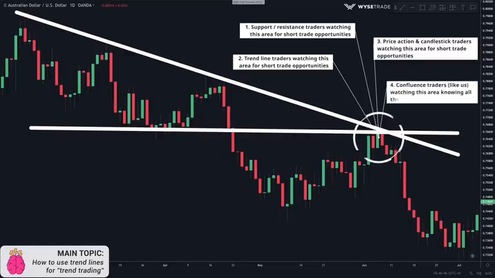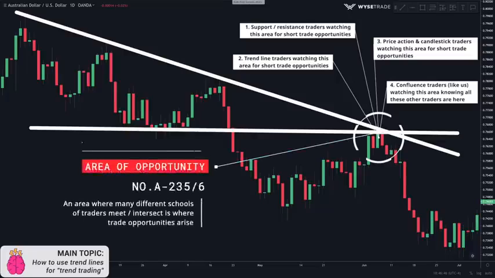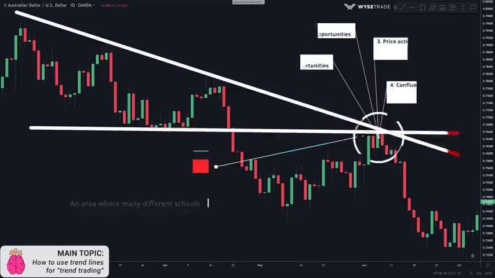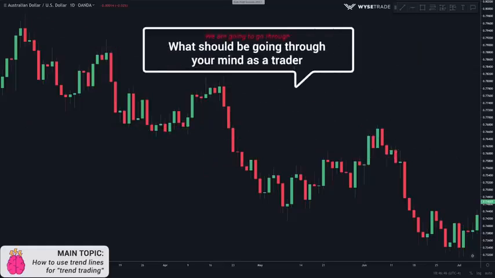And fourth, you would have confluence traders like us who are eyeing areas like this where we know other schools of traders are watching for possible short trade entries. All these different types and schools of traders with different trading styles all eyeing this area for possible short opportunities is what can trigger a possible trade entry short. Now let's break this down step by step of what should be going through your mind as a trader.